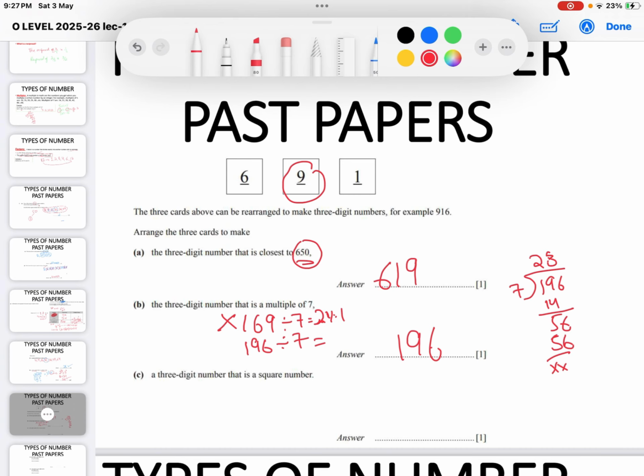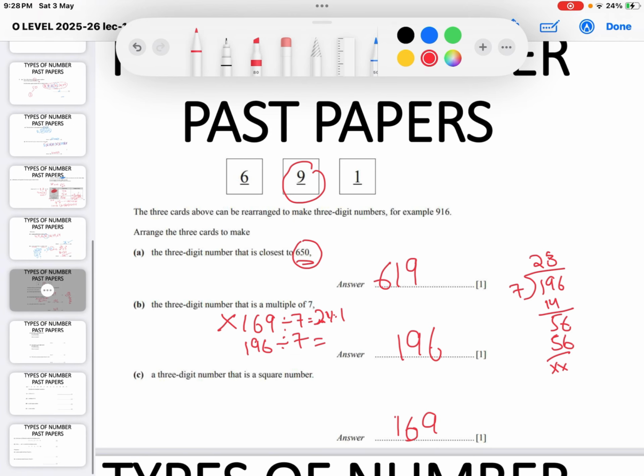Now the last one, a 3-digit number that is a square number. So again, I am telling you again and again that you must know the squares and cubes of 1 till 15. So if you know that the square of 13 is 169, you will straight away write 169. You will get 1 mark for that.